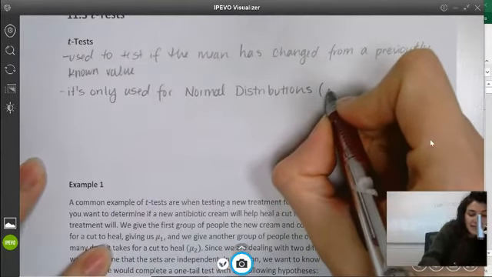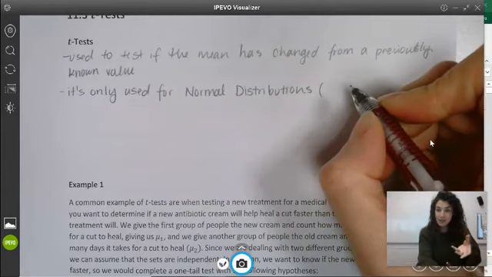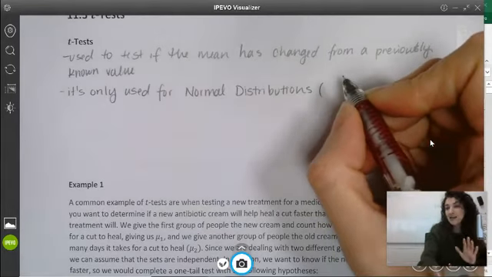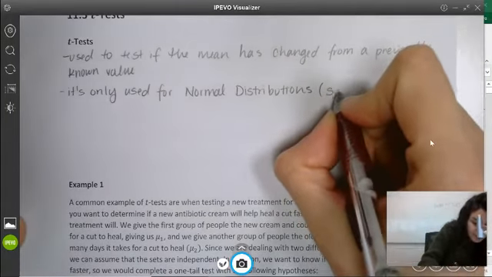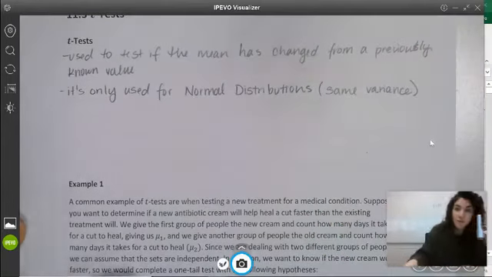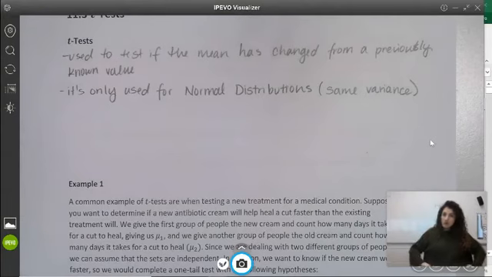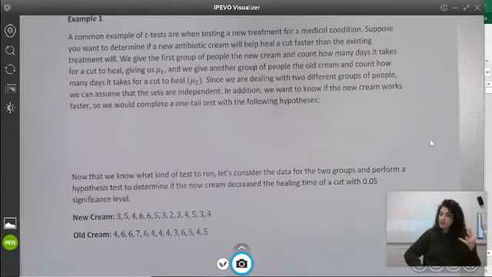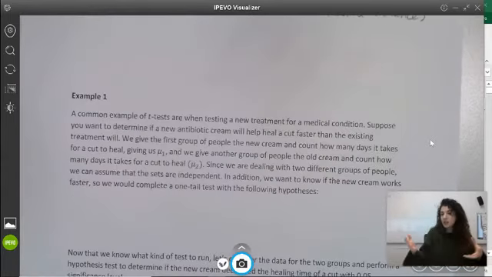That goes along with this idea that the two data sets that you're comparing their means for need to have the same variance. They need to have the same type of spread. And that goes along with the normal distribution aspect. Normally, if you're comparing things like two different schools, or two different healing gels on the same type of cut, they're following along. You're comparing things that should be compared, right?